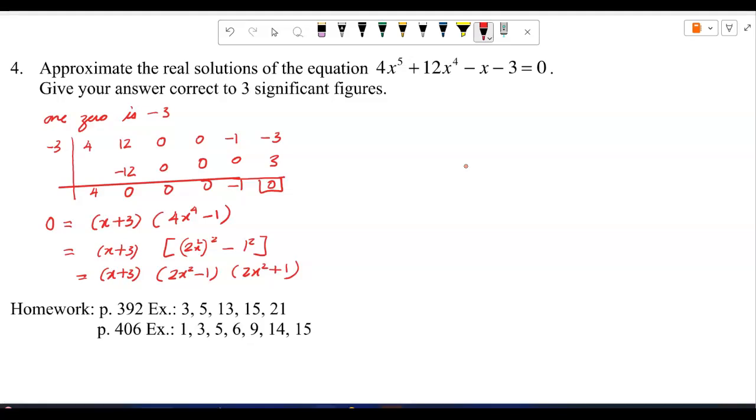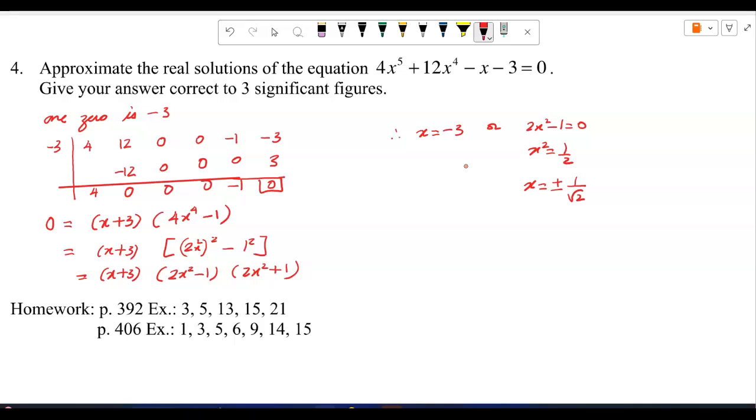So therefore, x is equal to what? Minus 3, or 2x squared minus 1 is equal to 0. So x squared is equal to half. So x is equal to plus or minus 1 over root 2, because you square root both sides.